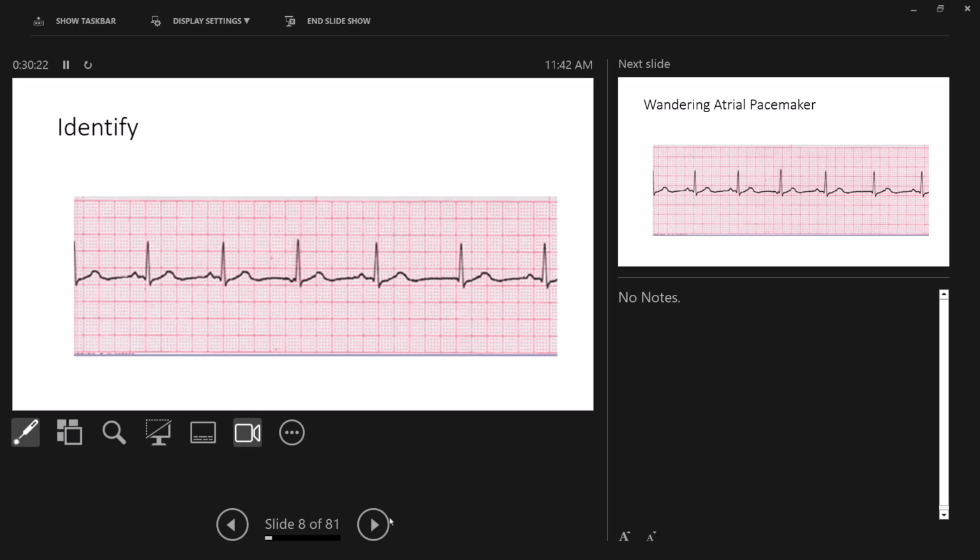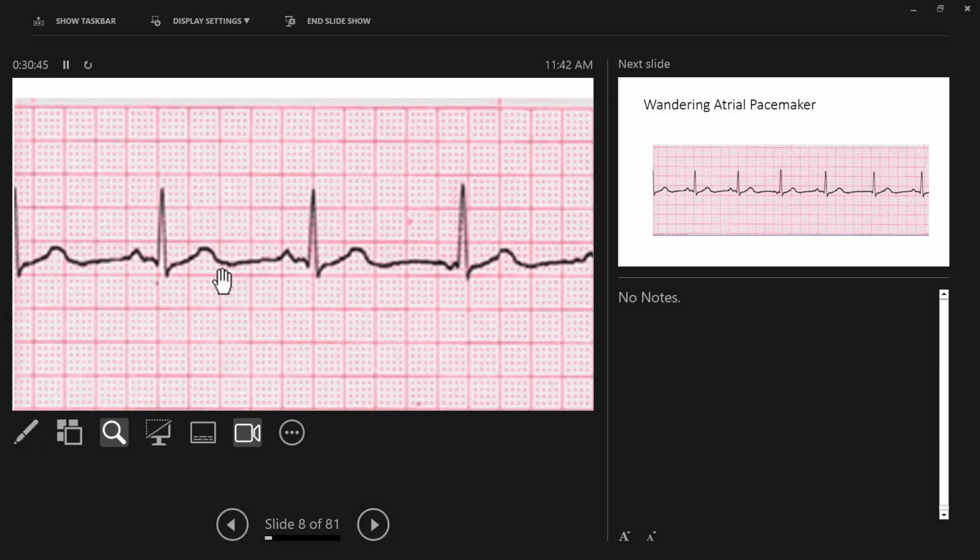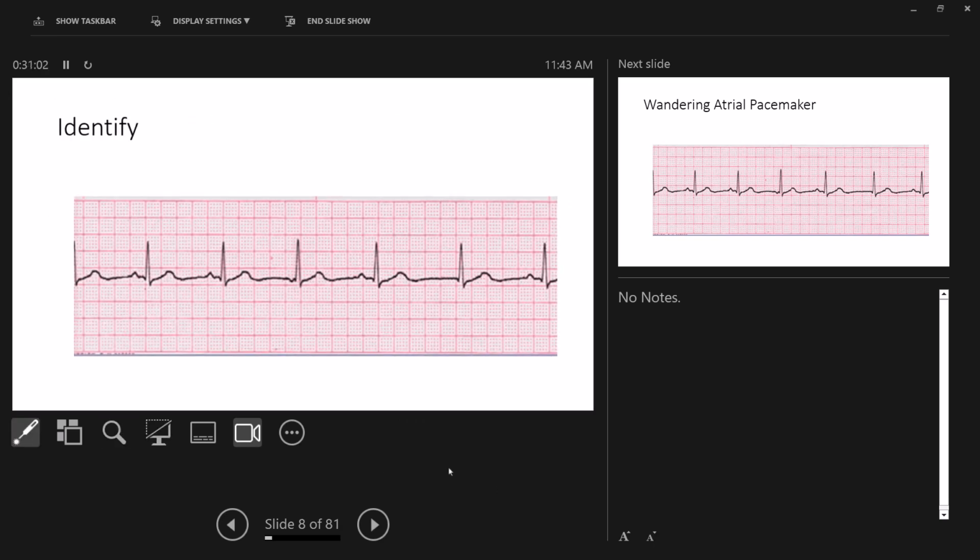Okay. Rhythm. Regular or irregular? Regular. Do you see P waves? Do the P waves look upright? Oh, okay. All right. What do you notice about the PR interval? It's variable, right? Okay, it's variable. What do you notice about the width of the QRS? It is normal, okay? So what is this rhythm?